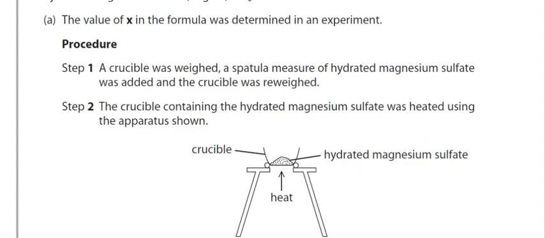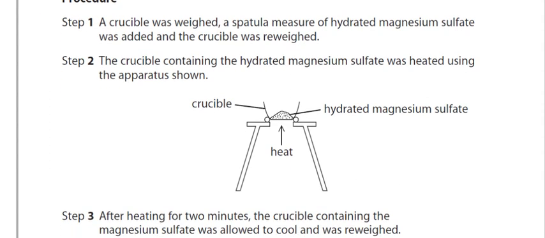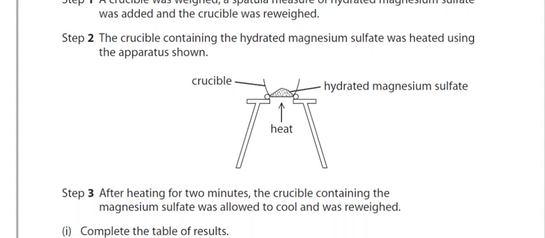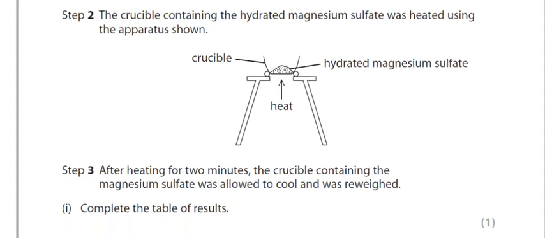A crucible is a ceramic container which is used to heat a substance to a very high temperature for a long period of time. The crucible containing hydrated magnesium sulfate was heated using the apparatus shown. After heating for 2 minutes, the crucible containing the magnesium sulfate was allowed to cool and was reweighed.